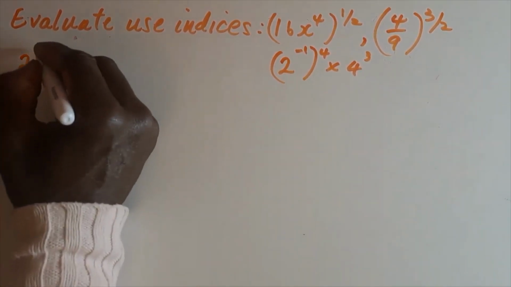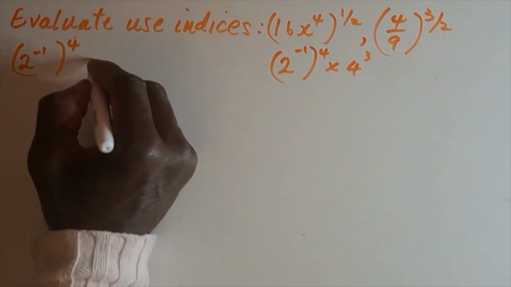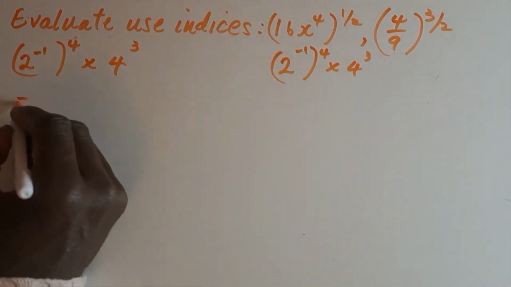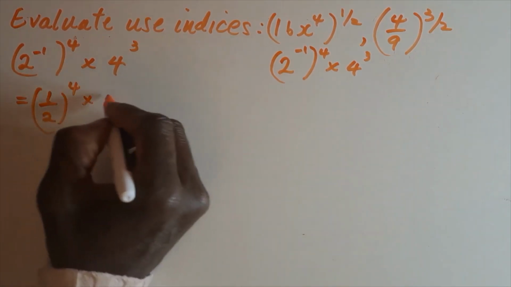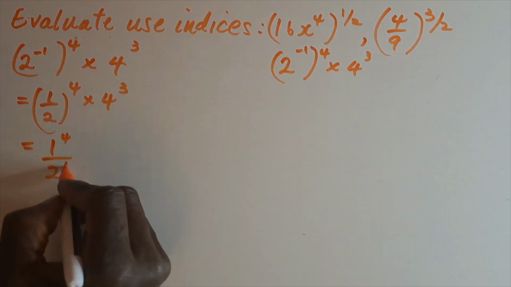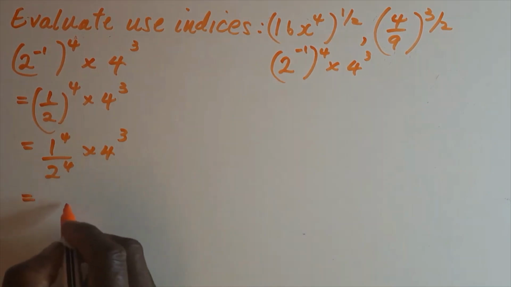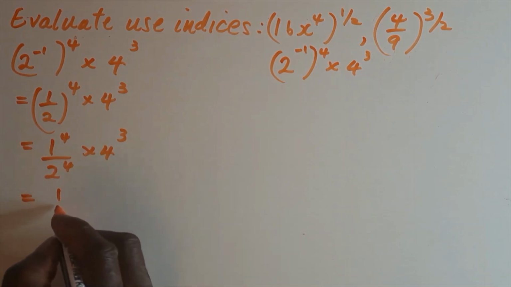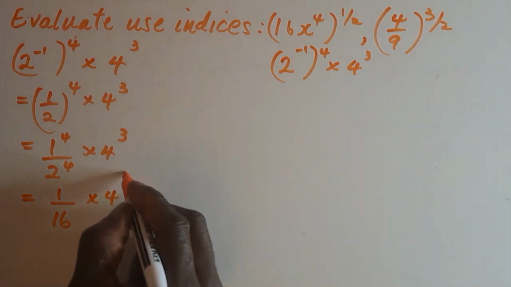Now the last one, 2 raised to -1, to the 4th power, times 4 to the 3rd power. We can write this as a half, and this is raised to the 4th power times 4 cubed. That means 1 to the 4th power over 2 to the 4th power times 4 cubed. 1 to the 4th power is 1. And this becomes 1/16 times 4 to the 3rd power.